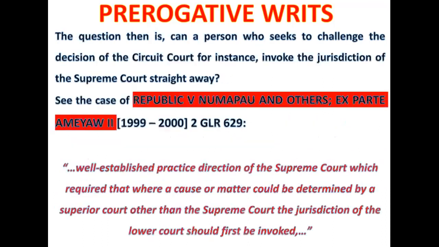Now, this practice direction has been affirmed in the case of Republic versus Numapau. Numapau is spelled N-U-M-A-P-A-U. N for nice, U for under, M for mango, A-P-A-U. Numapau and others versus Numapau and others, ex parte Ameyao, the second, reported in 1999-2000 Ghana Law Reports at page 629.